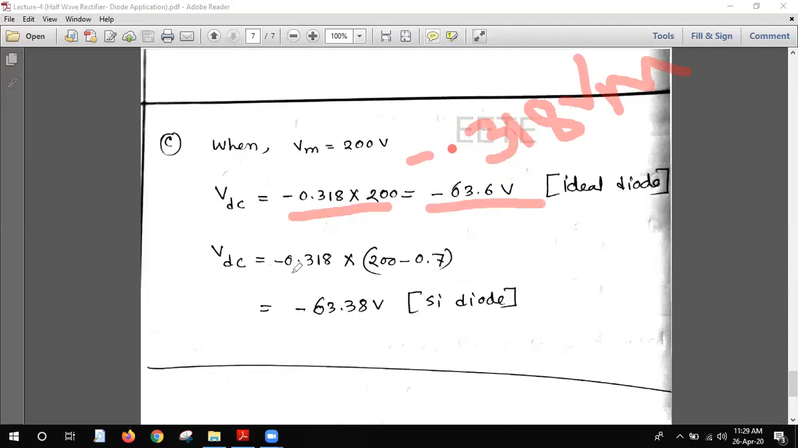And when it is silicon, we have to subtract 0.7, that's why 200 minus 0.7. So minus 63.38 for the silicon diode. So that was the difference. I think you understand because I have gone very slowly. I think you understand the process.